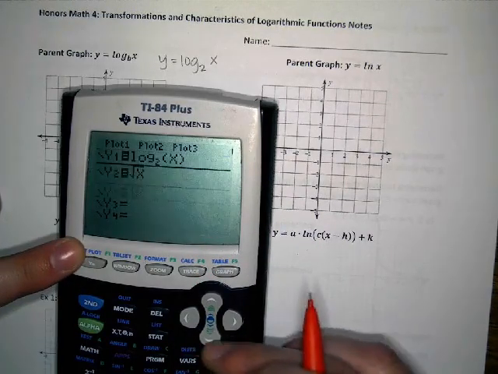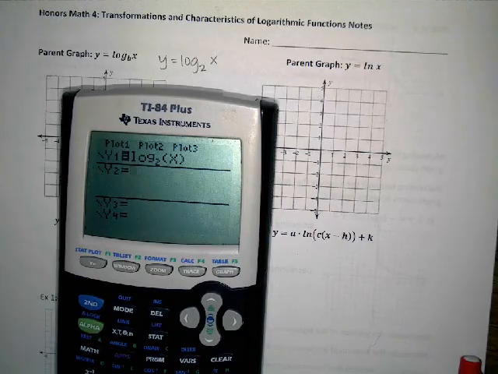The big difference, and actually maybe let me show you, I'm going to show you on Desmos instead because it'll be more clear.